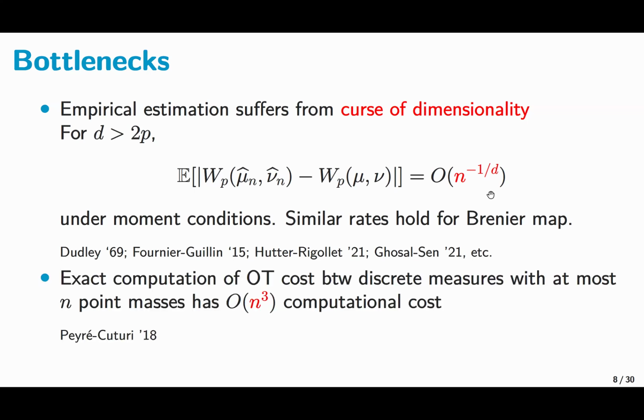Also, the computation of the OT cost is non-trivial. The OT problem is a linear program, so you can actually exactly compute the OT cost. But the computational cost is proportional to n cubed when the two marginals are supported at n points, which may not be quite appealing in modern applications. Any questions up to this one?